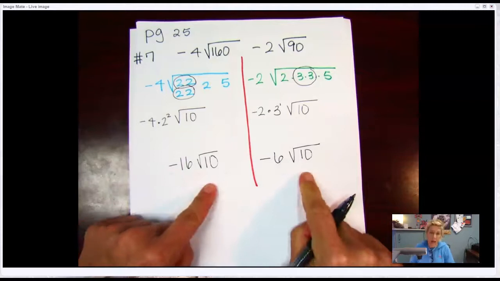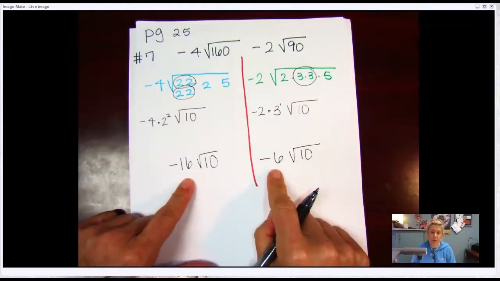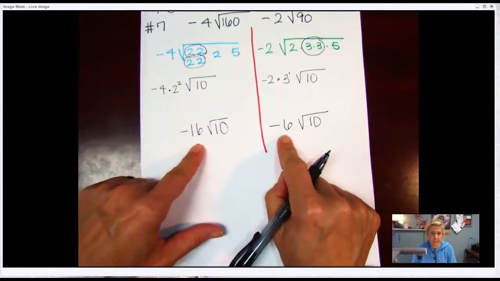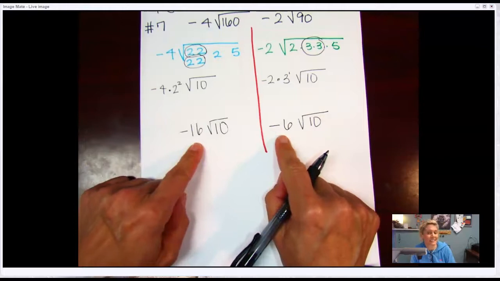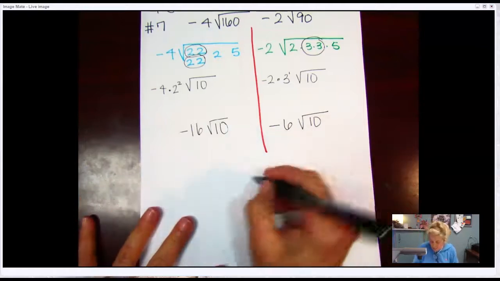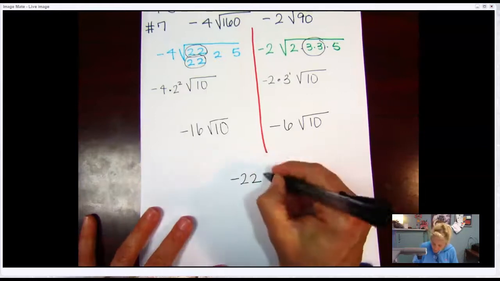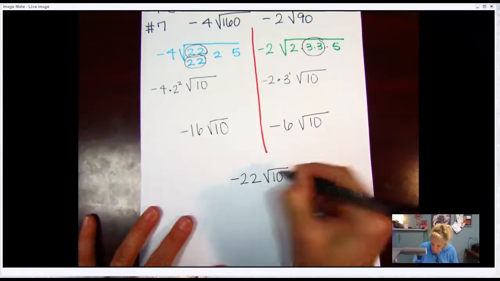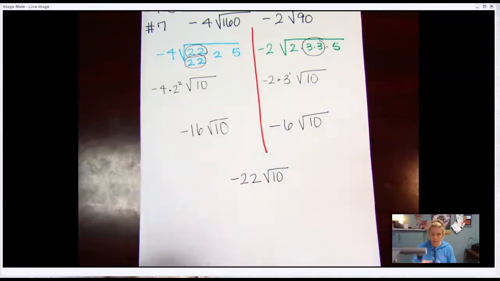We have like radicals, so we're just going to add these two numbers here. A -16 and 6 more negatives is going to be a total of -22. And don't forget your like radical, the square root of 10. And that is going to be the answer, and please box that in.